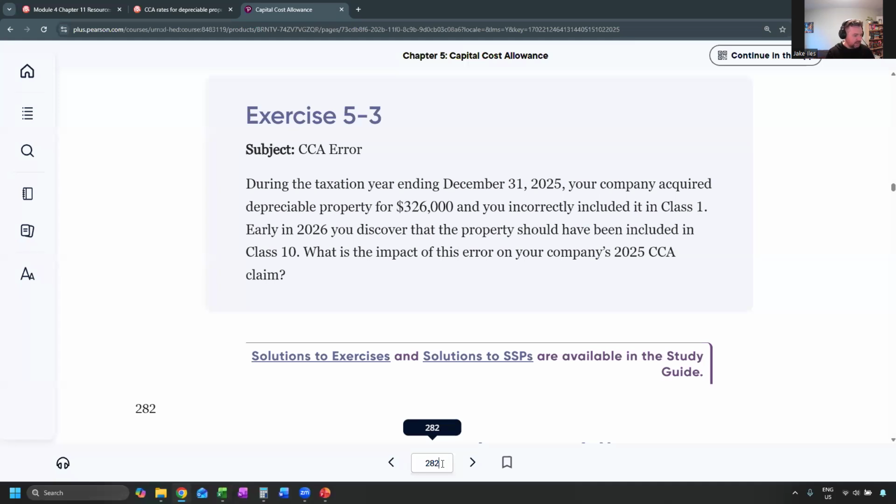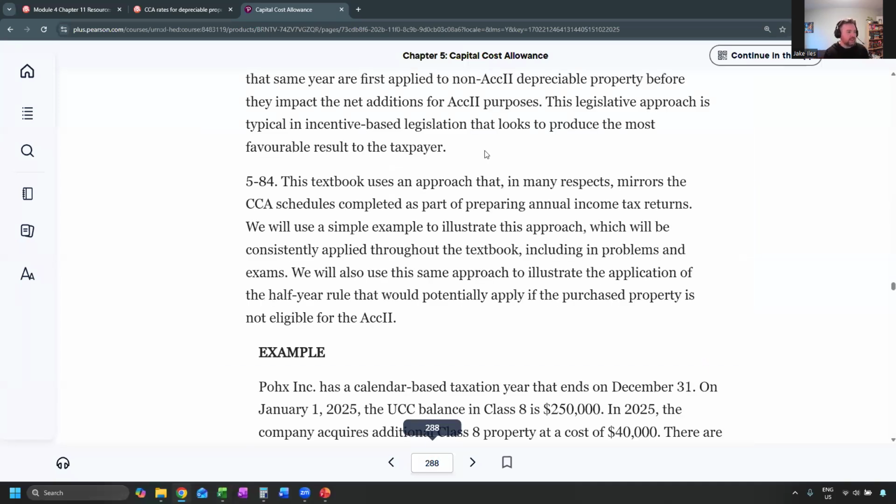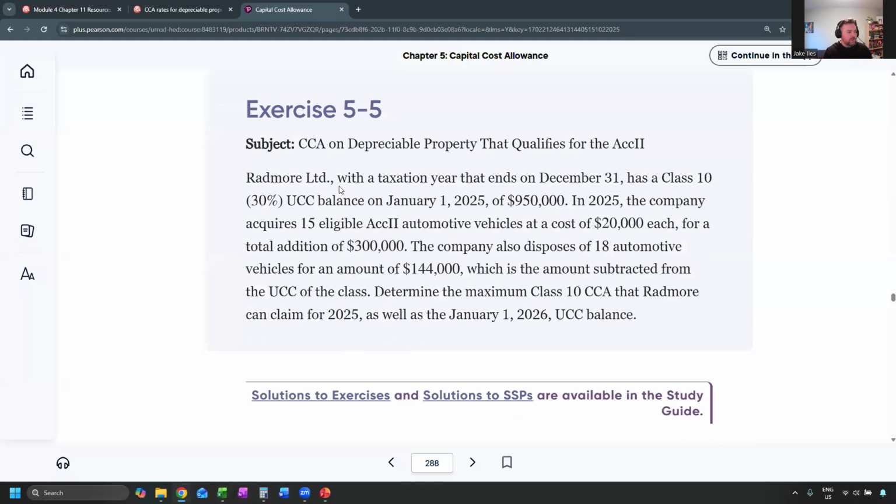Let's do the basic calculation, and then we'll go into the AccII stuff. So Radmore, with a tax year that ends December 31st, has a Class 10 UCC balance of $950,000. In 2025, the company acquires 15 automotive vehicles at $20,000 each for a total addition of $300,000. They disposed 18 automotive vehicles for an amount of $144,000. So of our $950,000, we got rid of $144,000 and we bought $300,000 more. What does this do with our calculation?